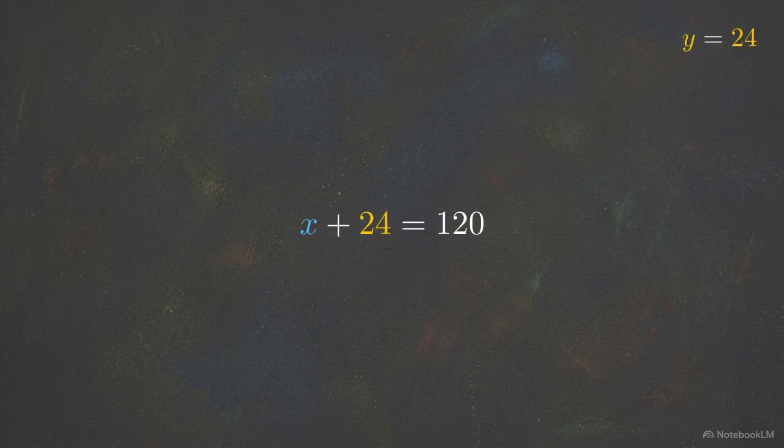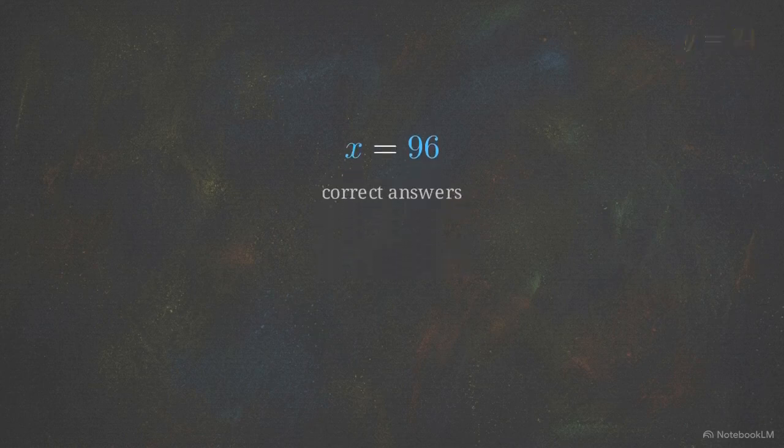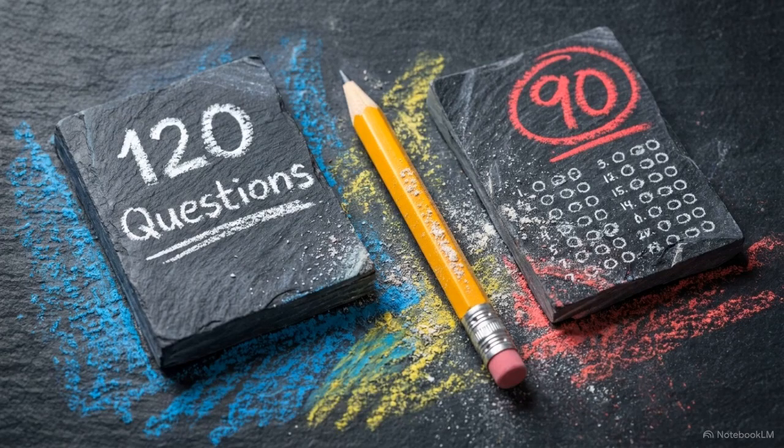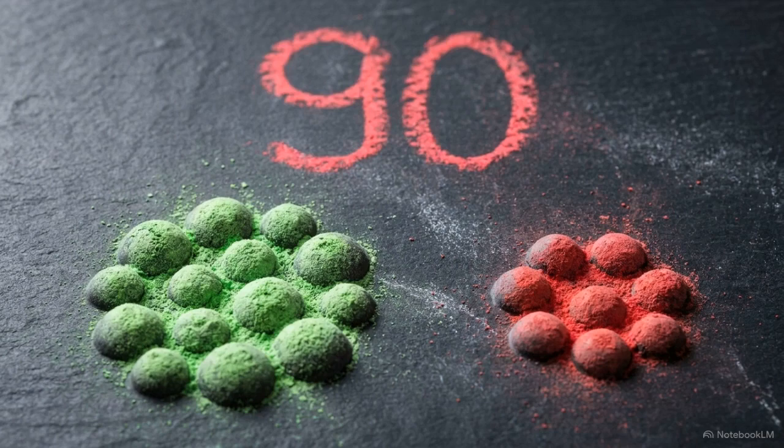Substituting 24 back into our first equation, x plus 24 equals 120. Subtracting 24 from both sides shows that x equals 96. Algebra has reverse-engineered the student's exact testing strategy using nothing but the total question count and the final score. Our final result is definitive. The student answered 96 correctly and guessed incorrectly on 24.